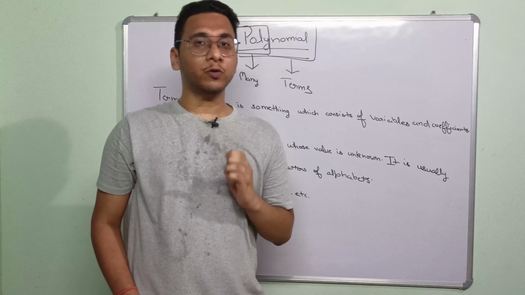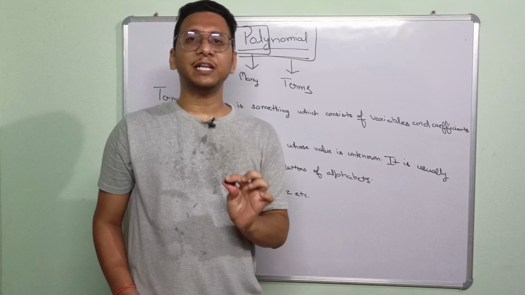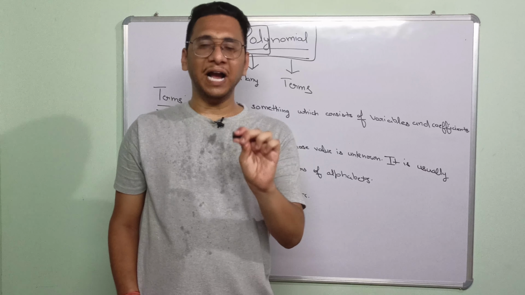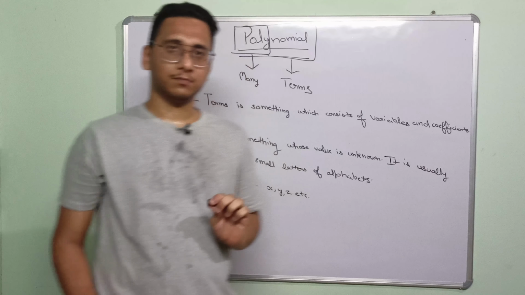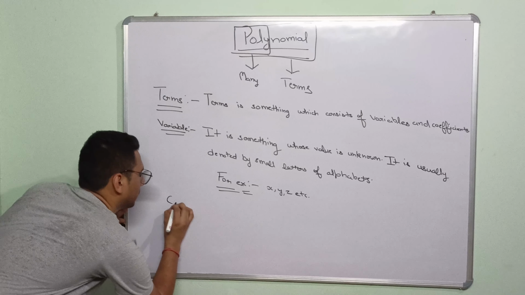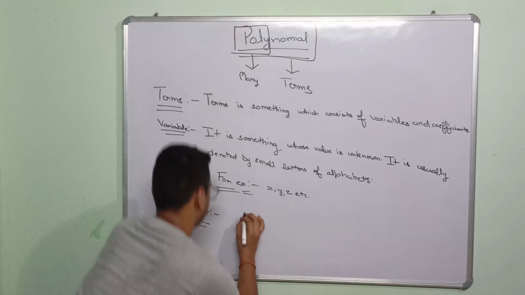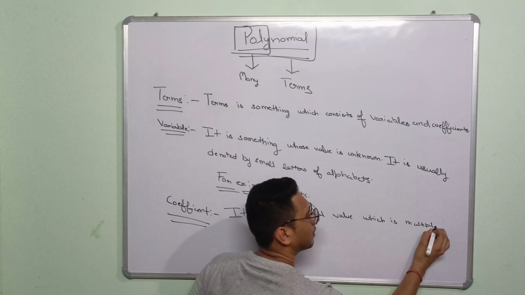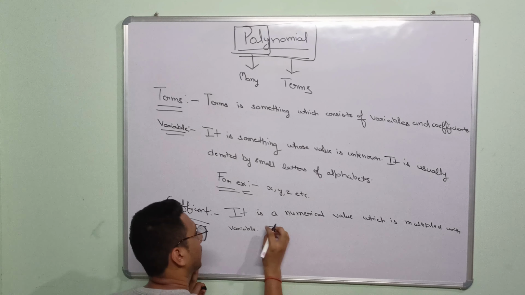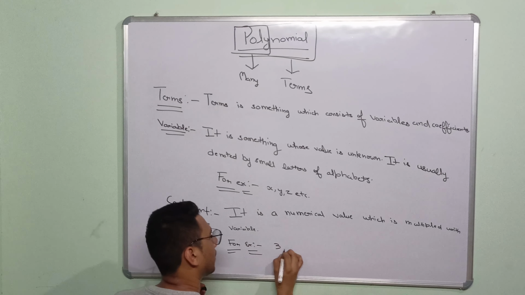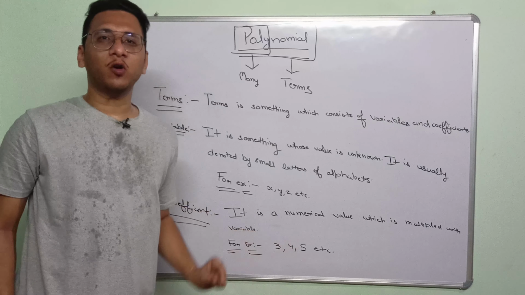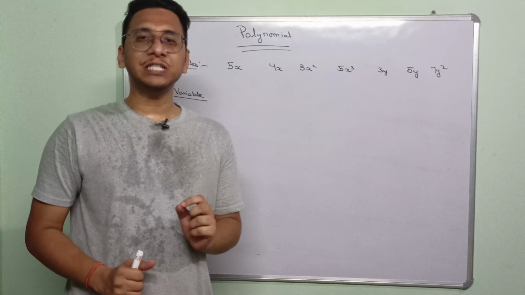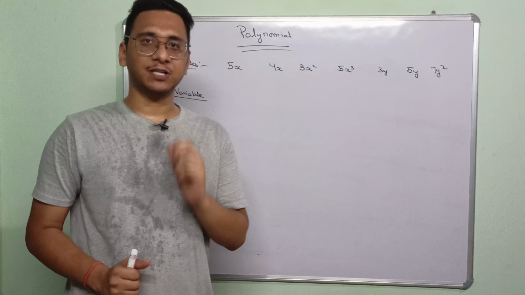So now we are going to understand our next question. What is coefficient? It is a numerical value which is multiplied by the variable. Example 3, 4, 5, etc. So now I am going to make you understand the concept of variable and coefficient with some examples.